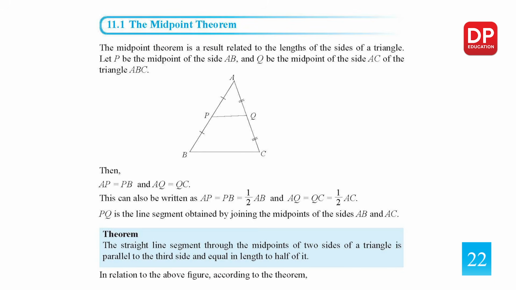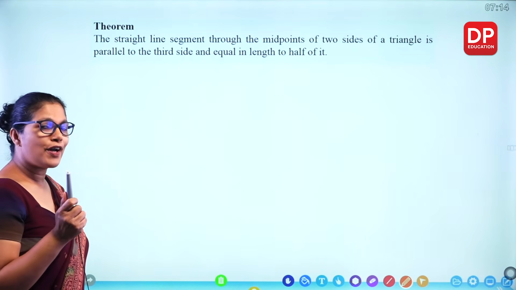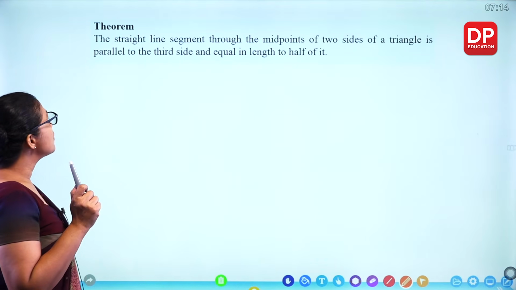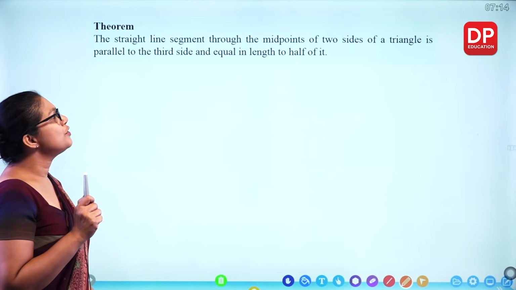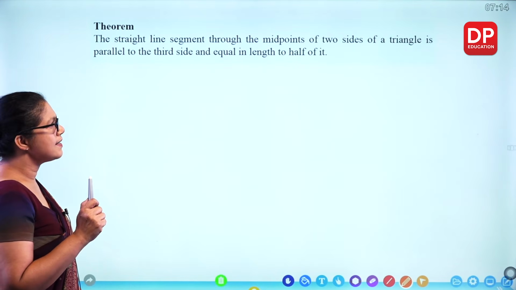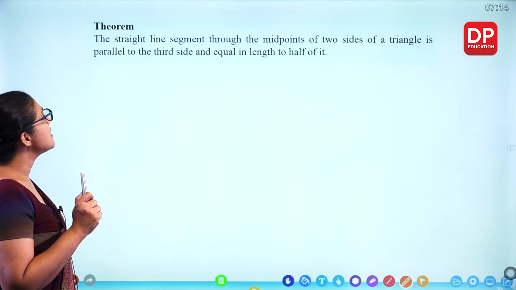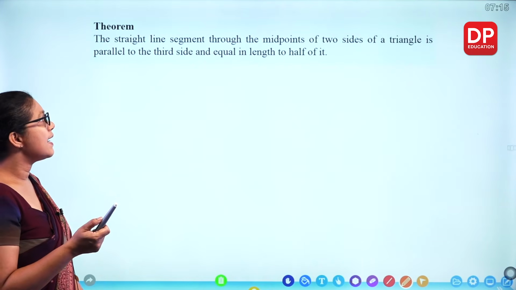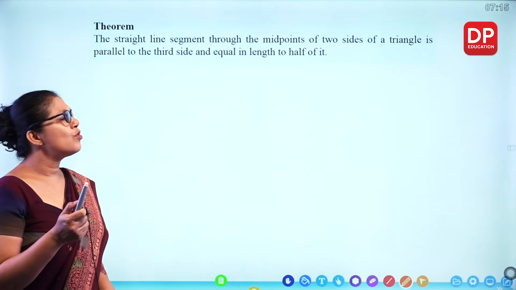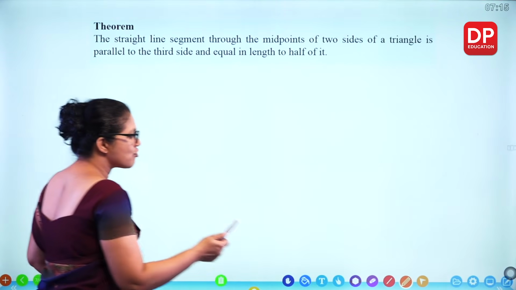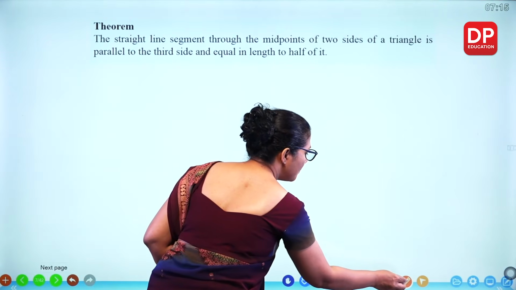So the first theorem related to midpoints. What it says, the straight line segment through the midpoints of two sides of a triangle is parallel to the third side and equal in length to half of it. So we'll try to prove that.